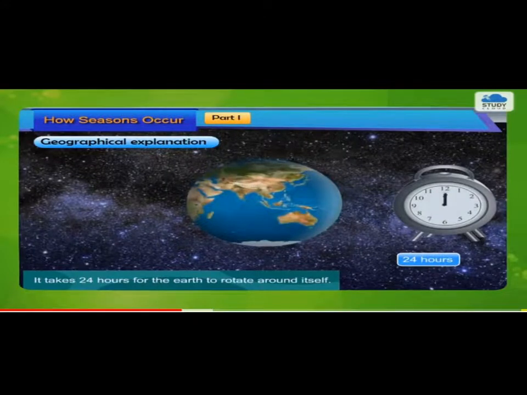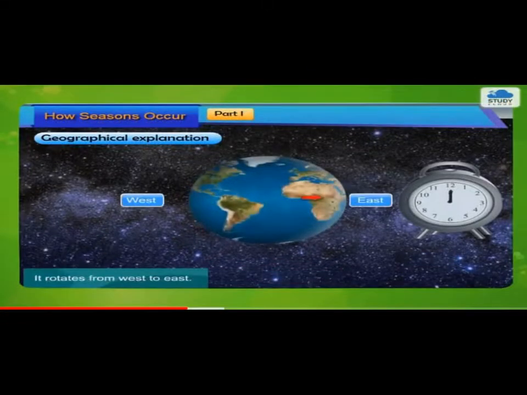See, students, you must have noticed the changes in the duration of day and night, and the night time from 19th to 20th June. What did you understand from that? It takes 24 hours for the earth to rotate around itself. How many hours, students? 24 hours. And very important, you must know that it rotates from west to east. You can see there, from west to east. And the earth's rotation has enabled us to measure time in terms of days.